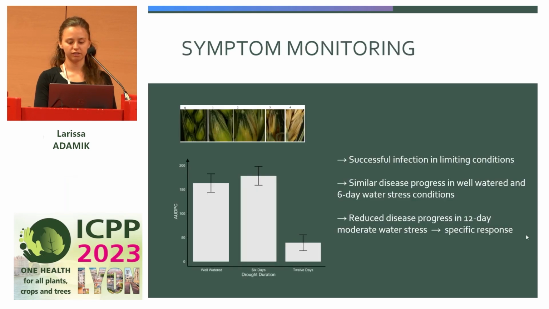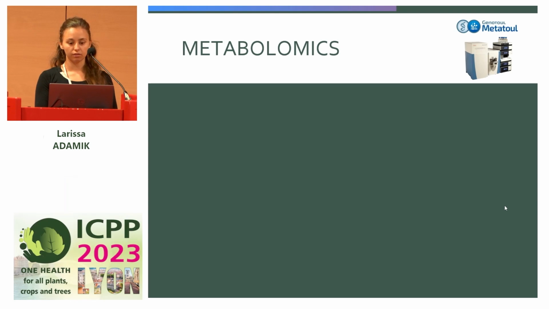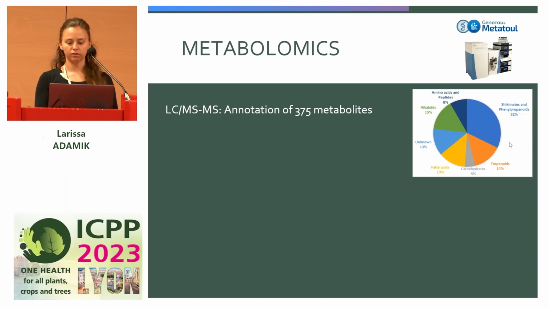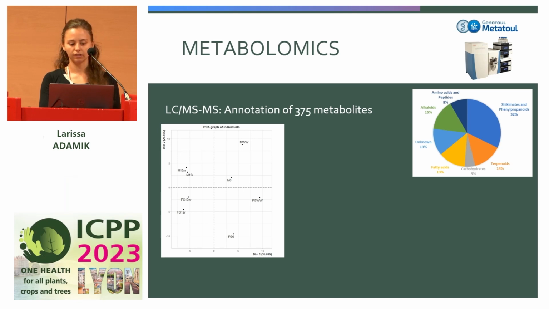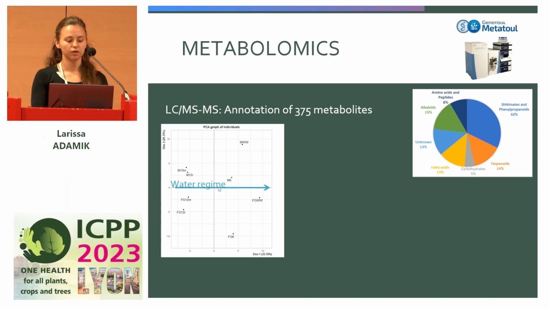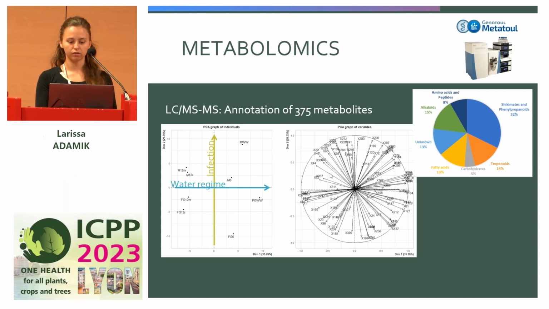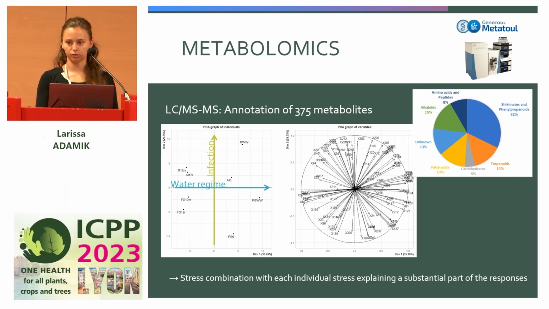So how do we characterize this specificity, and how do we get these reduced symptoms? We did a metabolomics approach with collaborators here in Toulouse. We did LC-MS/MS and succeeded in annotating 375 metabolites, of which you can see the distribution of the different families right here. In this approach, we have the metabolites from the fungus and from the plant. When we do a principal component analysis on this whole data set, you can see that the first dimension corresponds to the water regime, going from 12 days water stress over 6 days and then to well-watered plants. The second dimension corresponds to the infection, where we have the infected plants on the bottom and the mock-inoculated plants on the top. The variables greatly contribute to the explanation of our variance, and we can conclude from this that the stress combination, with each individual stress, explains a substantial part of the responses.